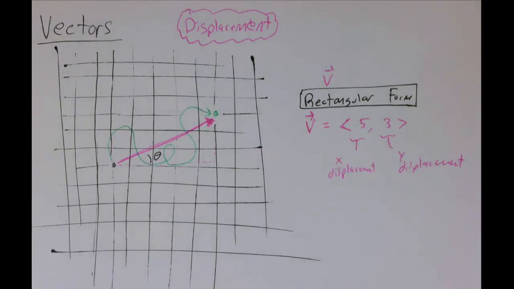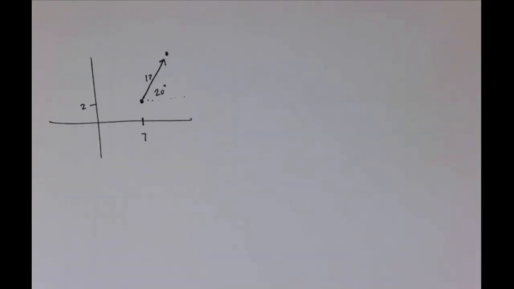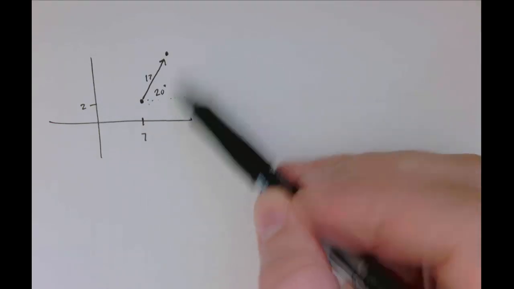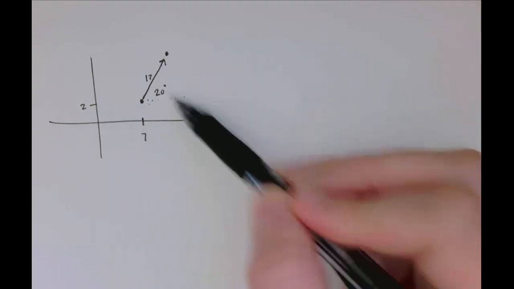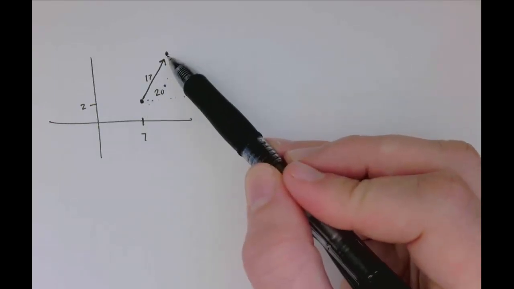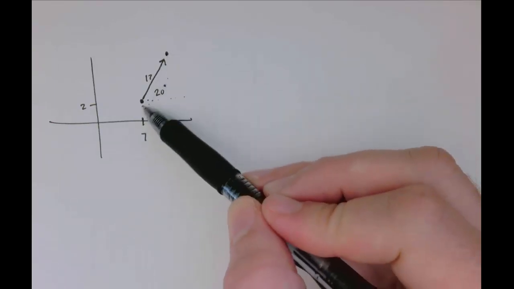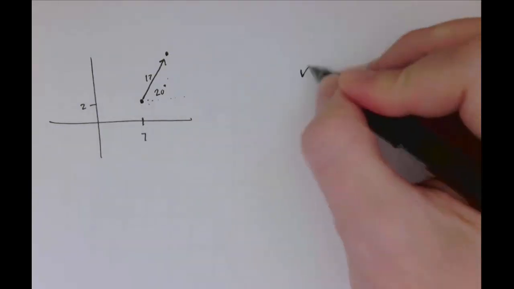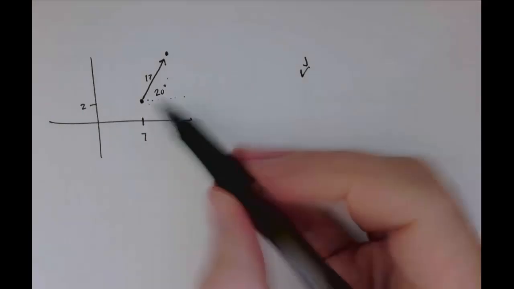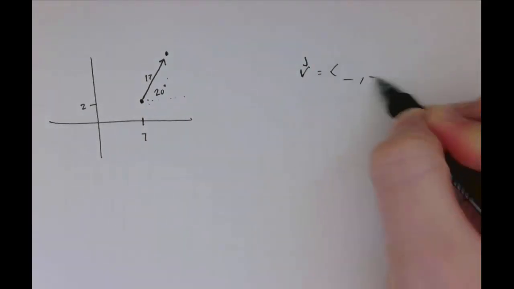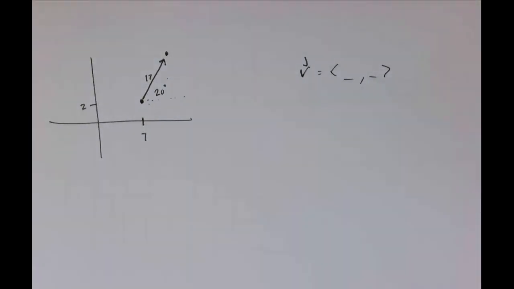Let's get a new picture here. So for example, let's say that I start here at 7, 2. But I move in a direction that's 20 degrees up from the horizontal, and I move a distance of 17 units. I'm going to end up somewhere. And so that motion from where I started to where I ended, that's still a vector. So that arrow that I drew, that's a vector. And you could maybe figure out how to write it down in rectangular form. You could use some math to figure out how far over and how far up did I go.